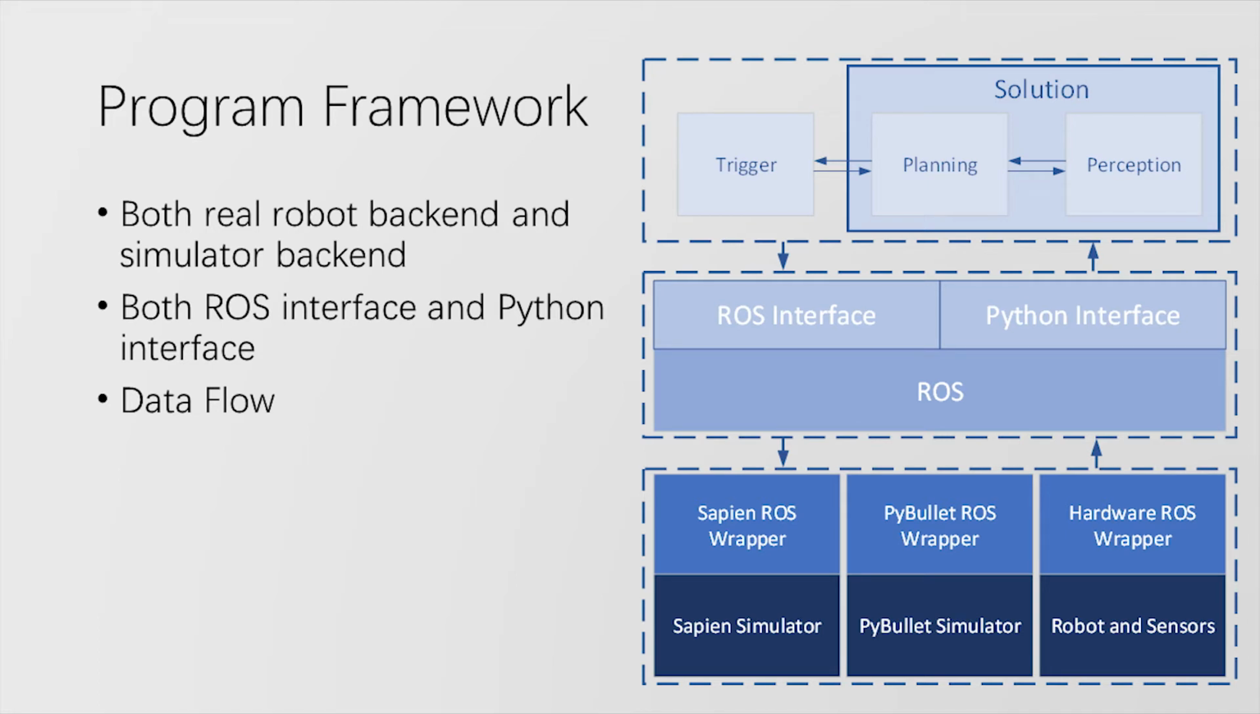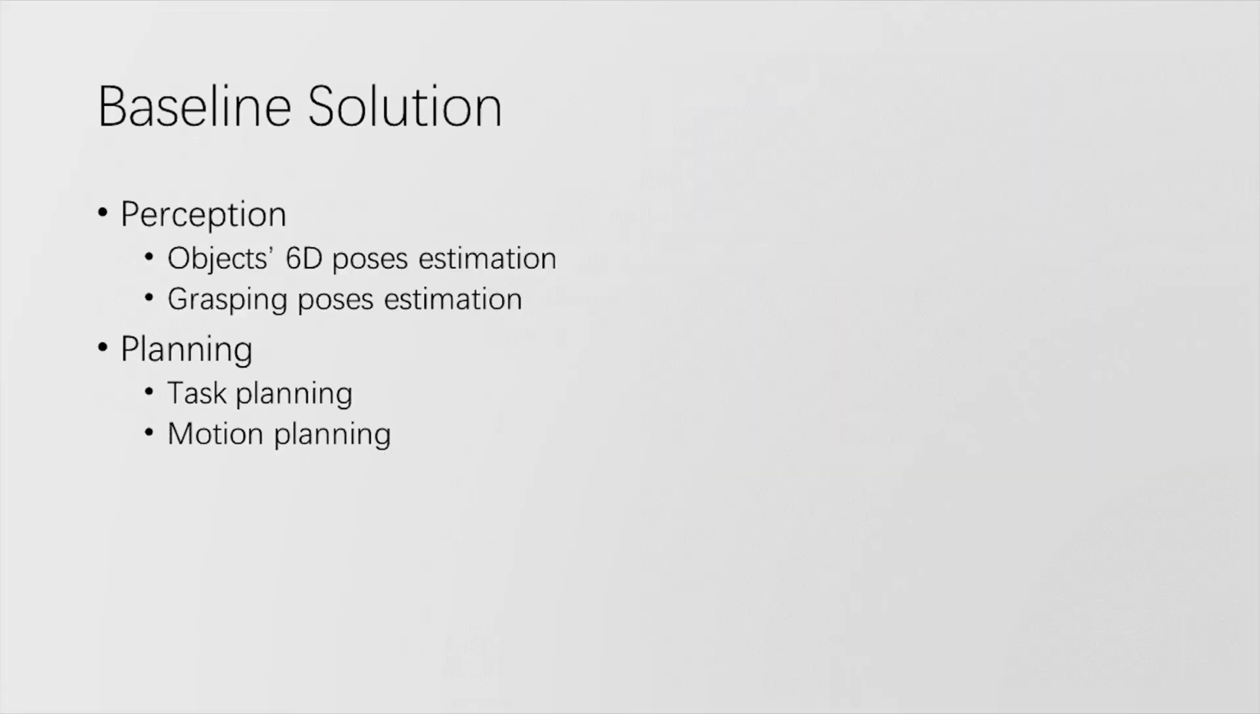For the backend, we have both simulators and a real robot. For the real robot branch, the program will run on a real robot, and for the simulation branch, the program runs on the simulator. We will provide both the Sapien simulator and the PyBullet simulator. Both the real robot and simulators have the same interfaces, and the details are transparent to the users. So the participants can use the simulators to develop programs and easily transfer to the real robot.